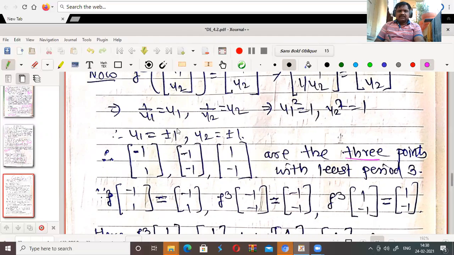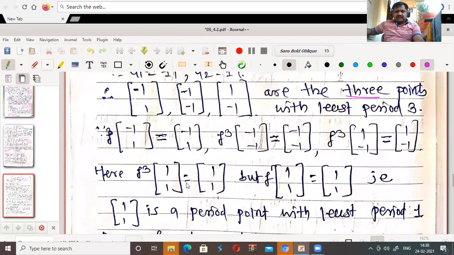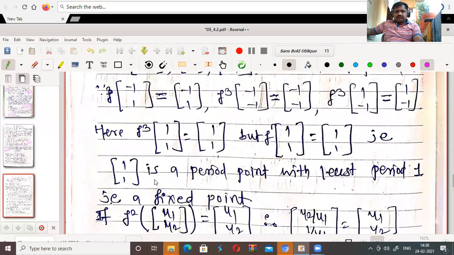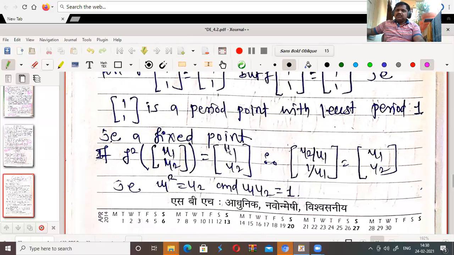If we take that one, you will get u1 and u2. So these are the 3 points with least period 3. That is, which? (-1, 1). So f cube of (-1, 1) becomes the same, f cube of (-1, -1) becomes the same, and f cube of (1, -1) becomes the same. So there are the 3 points. So (1, 1) is the periodic point with least period 1, because f of (1, 1) is (1, 1). That is a fixed point.